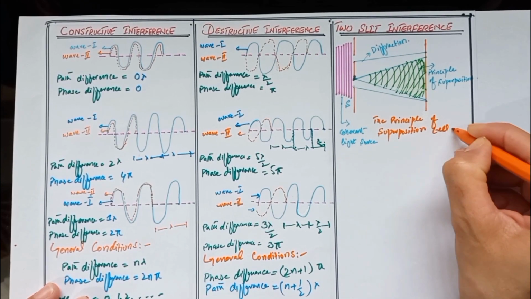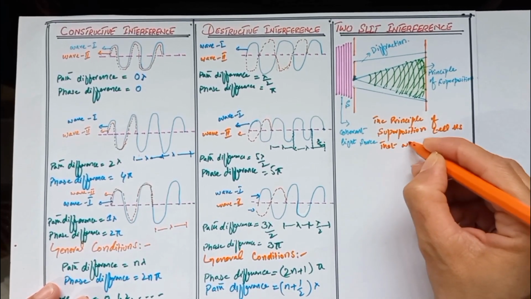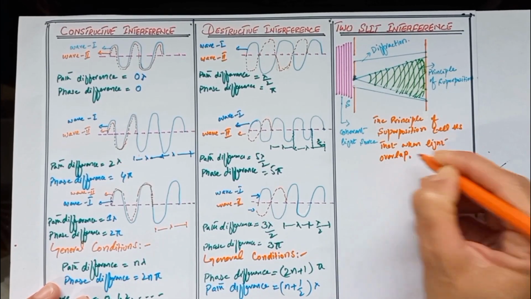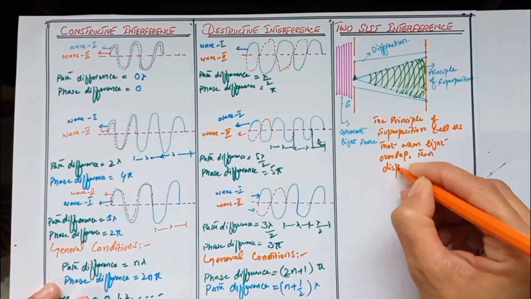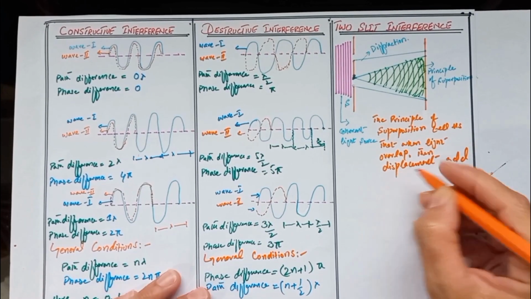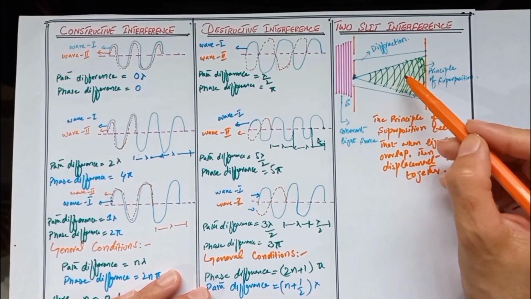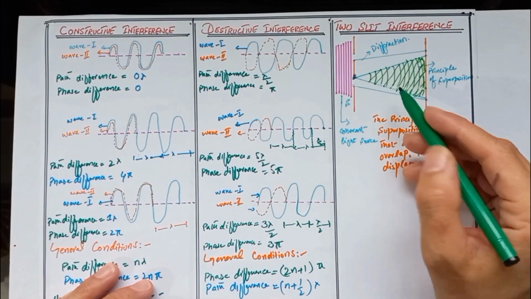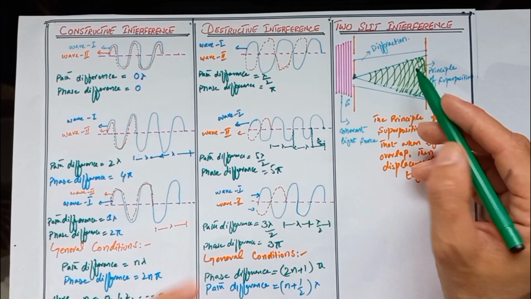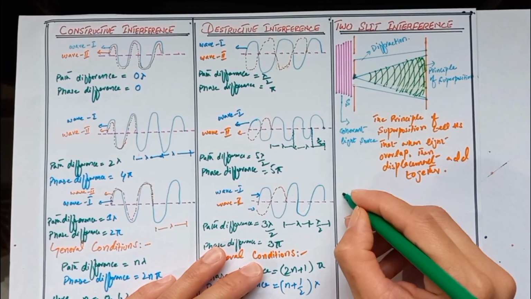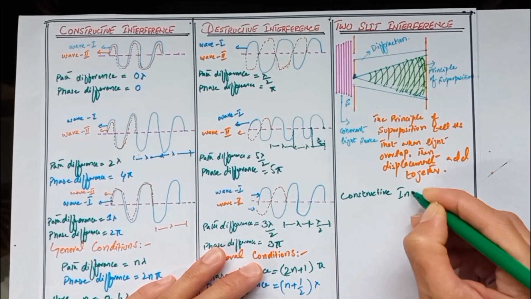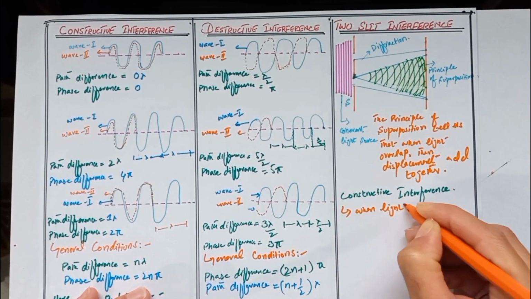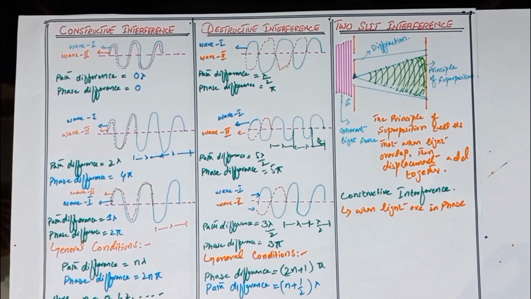The principle of superposition tells us that when light overlaps, the displacements add together. When the waves are in phase with one another, the interference is called constructive interference. Constructive interference happens when light waves are in phase.